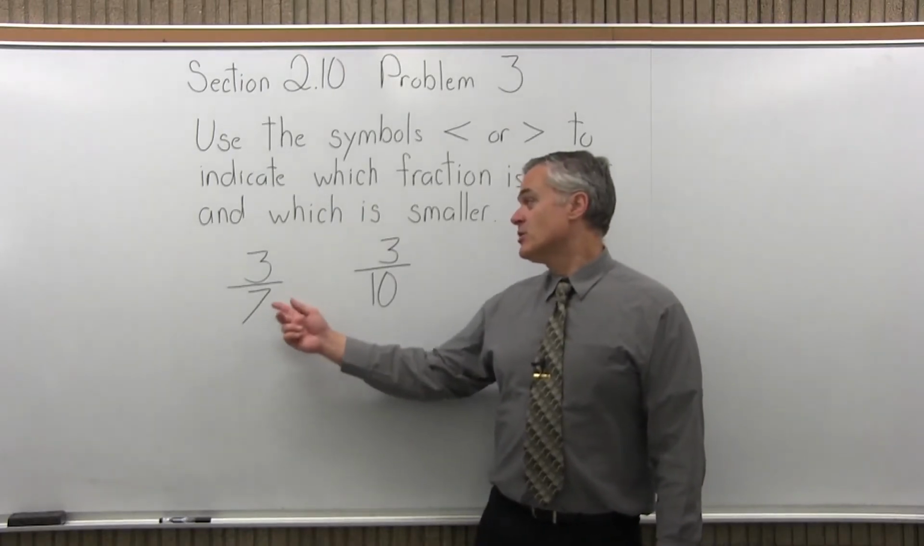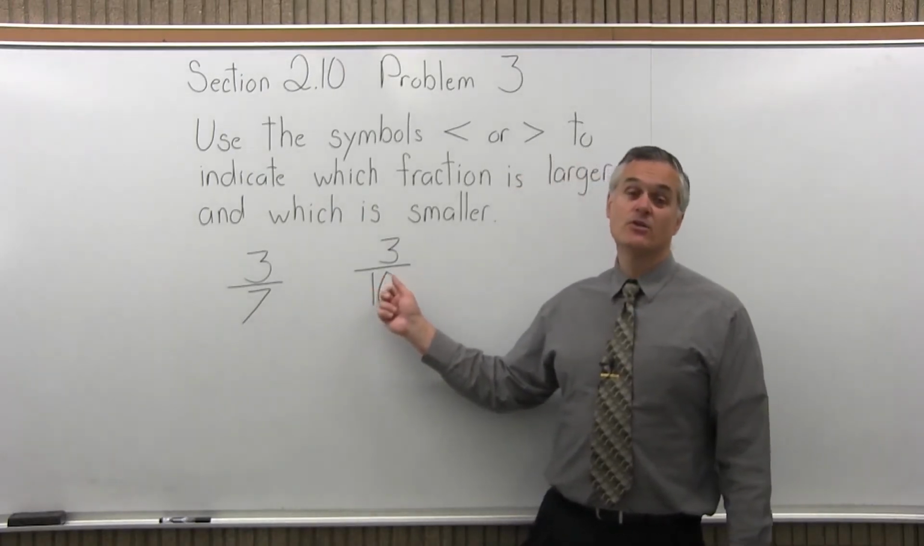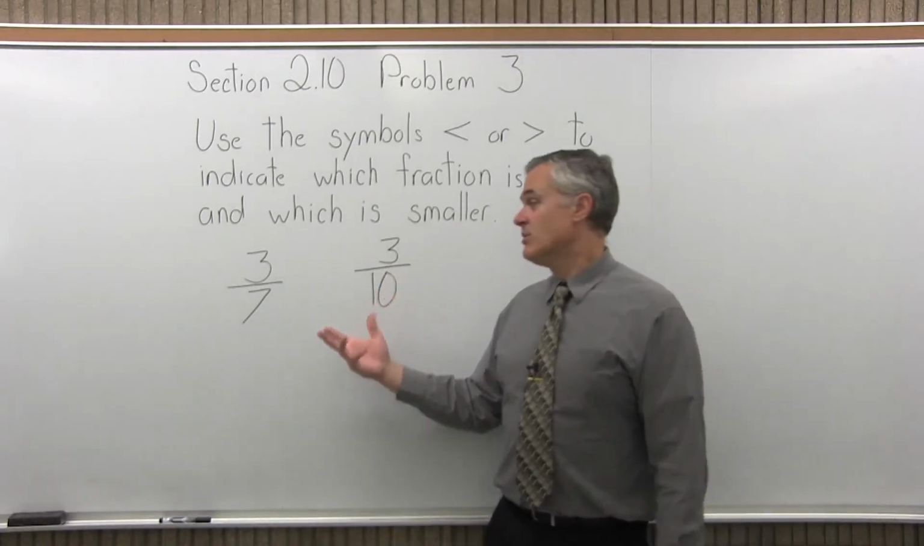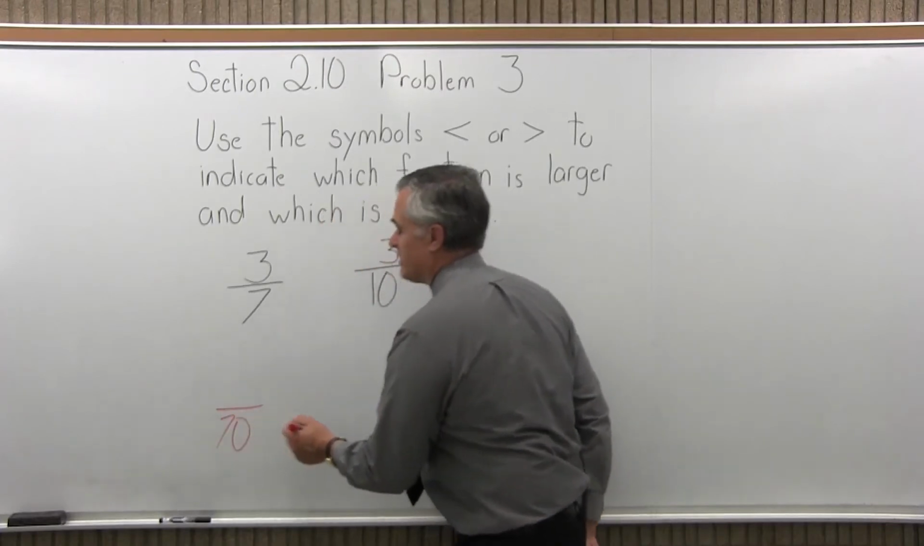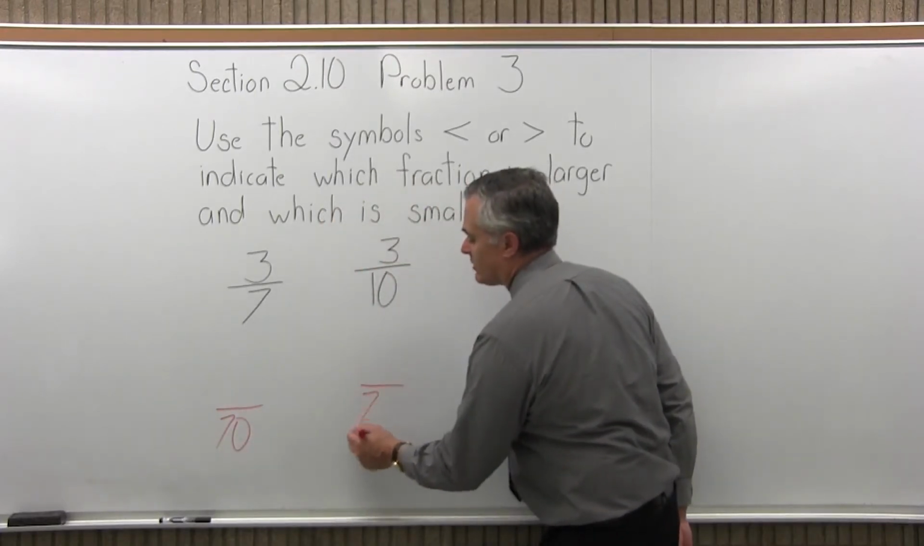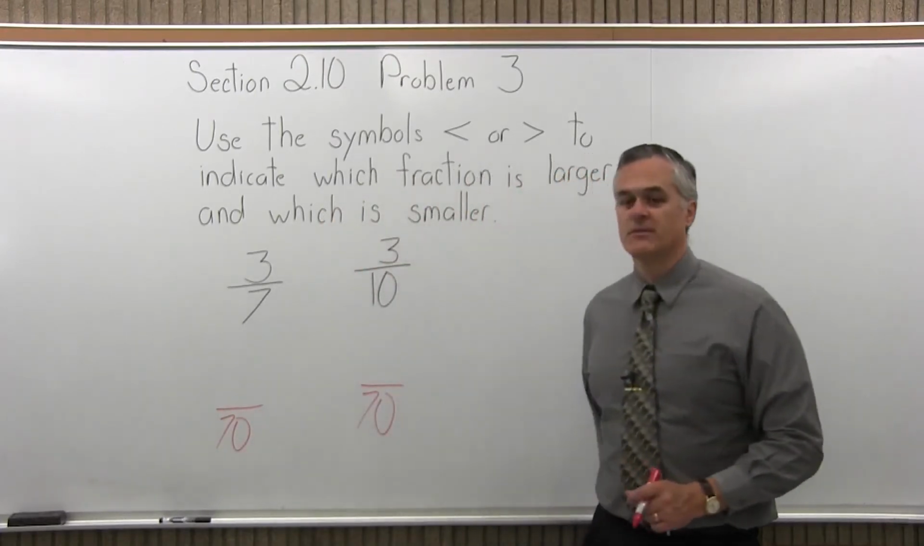So if I'm dealing with denominators of 7 and 10, a good common denominator would be 70. Both denominators would divide into 70 equally. So the first fraction will be something over 70. The second fraction will also be something over 70.